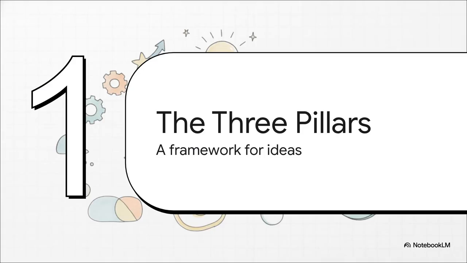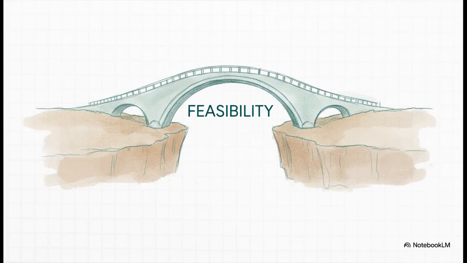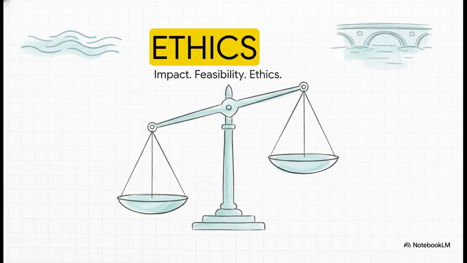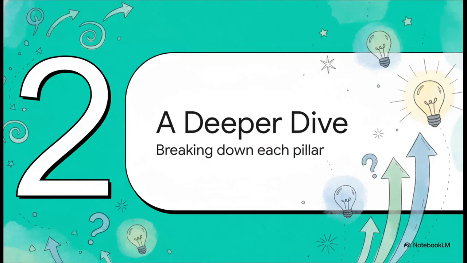To do this right, we're going to use a really simple but incredibly powerful framework. It's built on 3 core pillars. You can think of these as the solid foundation that's going to support your very best idea and make sure it's built to last. And they are impact, feasibility, and ethics. These 3 things are the absolute foundation of any great idea. So let's really get into what they mean. We're going to explore each one of these pillars, one by one, and I'm going to give you the exact questions you need to be asking yourself to evaluate your own ideas.